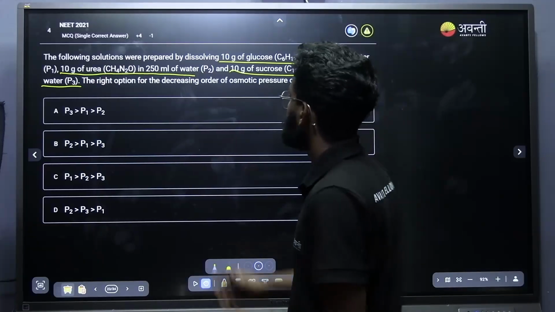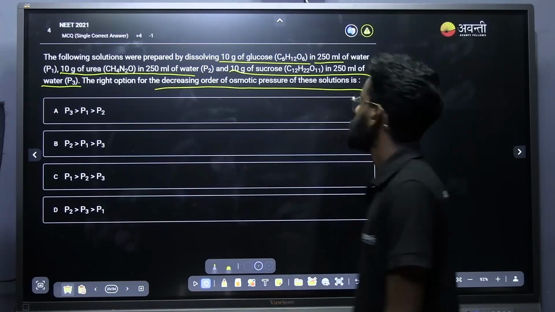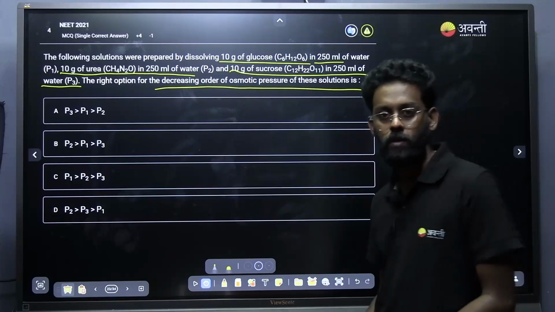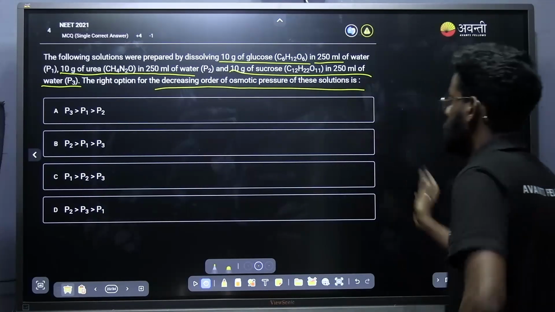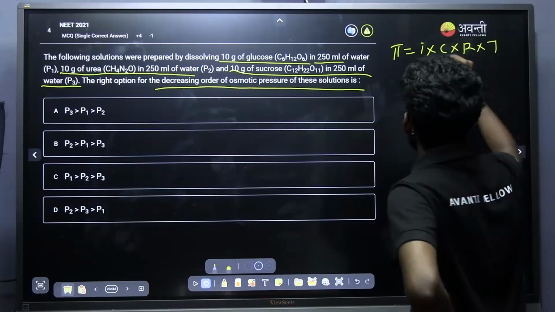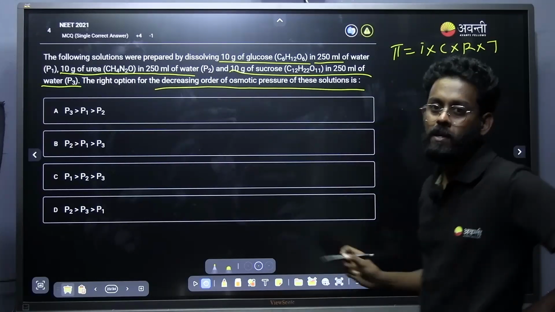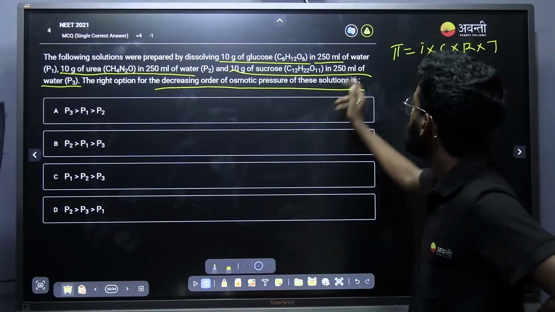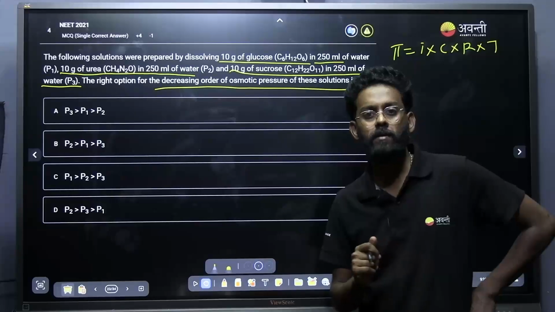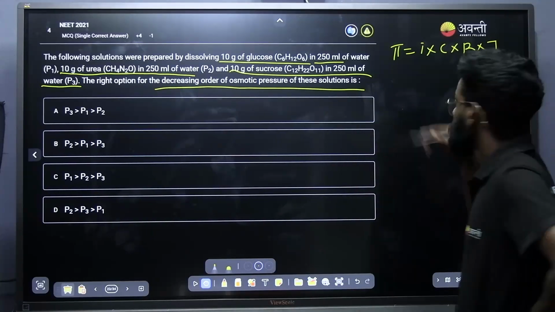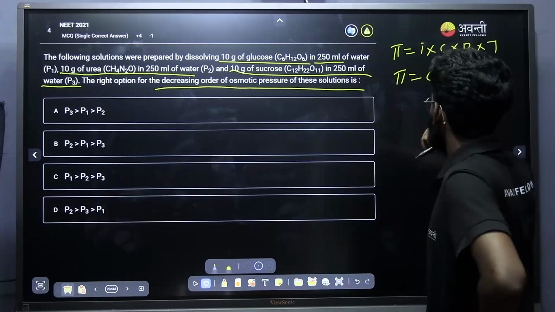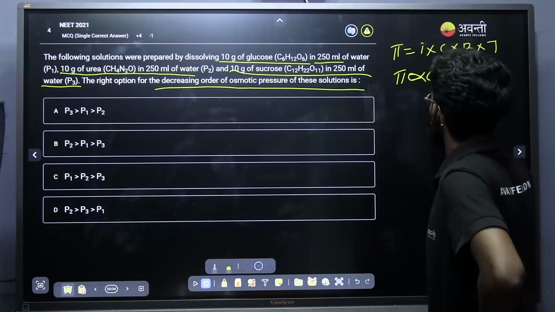The question is the right option for the decreasing order of osmotic pressure of these solutions. How is osmotic pressure related for different types of solute? We know that osmotic pressure is equal to i into C into R into T. If the i value is different, then we can find out this order. But here you can see all are non-electrolytes: urea, sucrose, glucose. Which means i value is equal to 1. R and T are both the same, so pi is directly proportional to C.